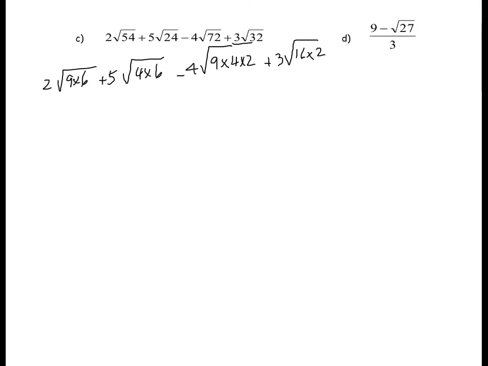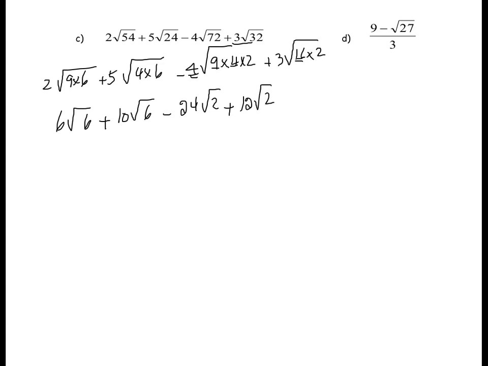Now I can bring these numbers out of the square root. Square root of 9 is 3. 3 times 2 is 6. So 6 square root of 6 plus square root of 4 is 2. 2 times 5 is 10. 10 square root of 6 minus square root of 9 is 3, square root of 4 is 2. So when they come out, it becomes 3 times 2 is 6 times the 4 that I have here. So it becomes negative 24 square root of 2 plus square root of 16 is 4. So 4 times 3 is 12. So I get 12 square root of 2.